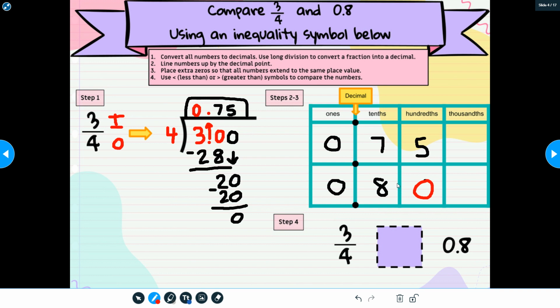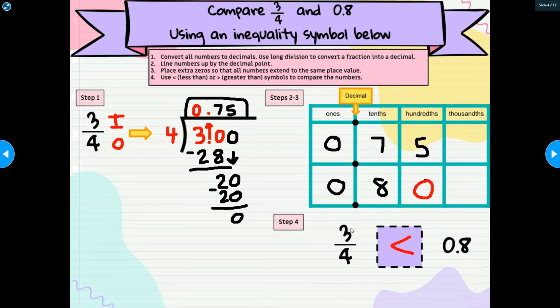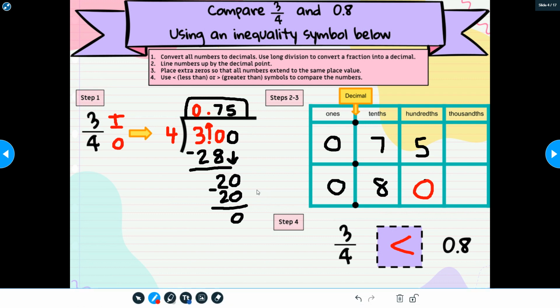And now we can clearly see that 80 hundredths is greater than 75 hundredths. And so that means that 8/10 is greater than 3/4. And so looking back, now we know that 8/10 is greater than 3/4. Or if we were comparing 3/4 to 8/10, we would say 3/4 is less than 8/10. Make sure that you copy this down on your paper and take a picture for the next slide.